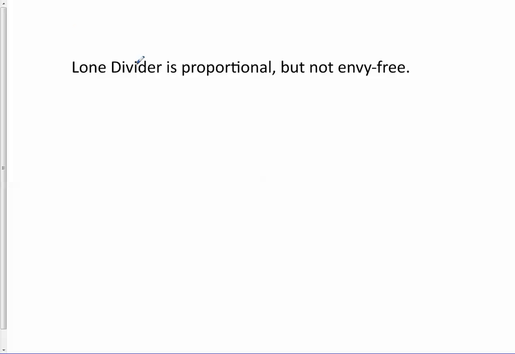Okay, so as I said, it is proportional. Everybody does end up getting at least 1/3. It is Pareto. I didn't write that down, but it is Pareto. It turns out that it is not envy-free. There are situations, I'm not saying all the time, but there are situations where when it's all said and done and everybody looks at what everybody got, there may be somebody who wants to have what the other person has, who would rather switch with somebody. So we can't rule that out. Okay, so that's the lone divider method.